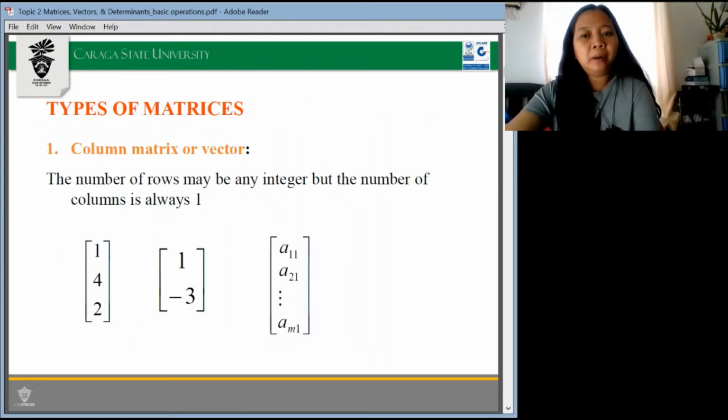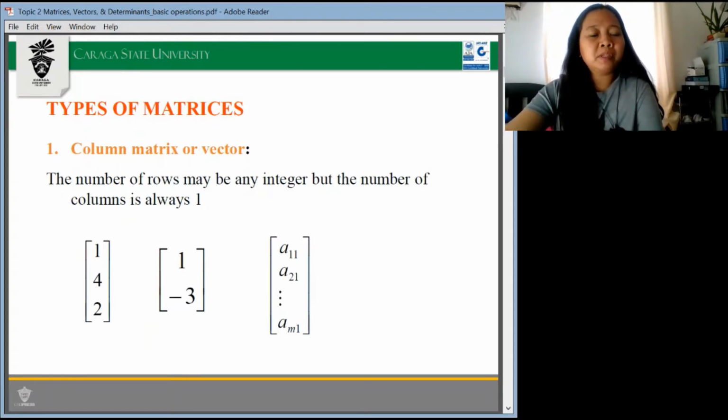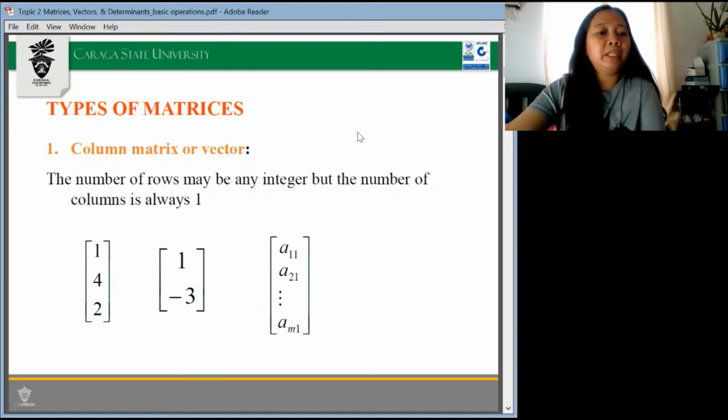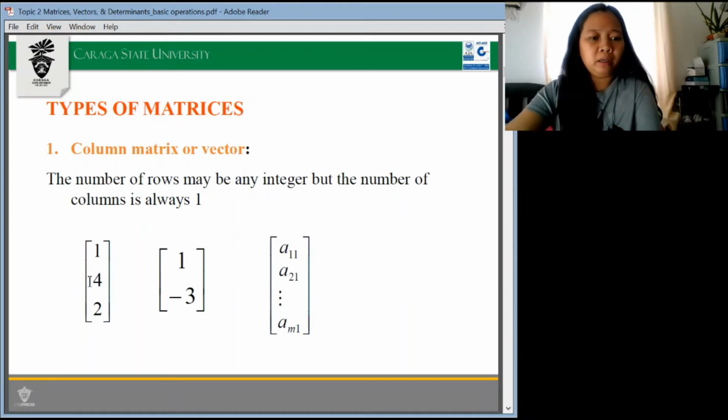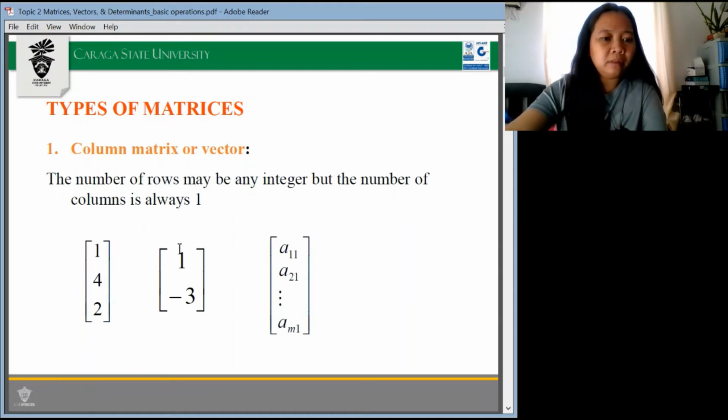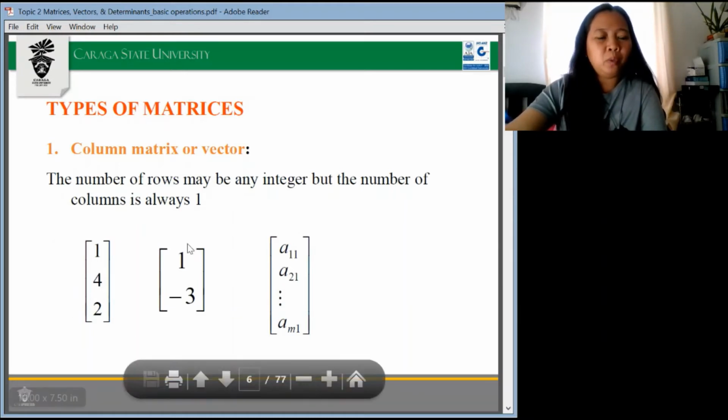As I said, part of our intended learning outcome is for you to get to know the different types of matrices and be familiar with them. Okay? So the first type is a column matrix or a vector. Usually this is 3 by 1, one column.